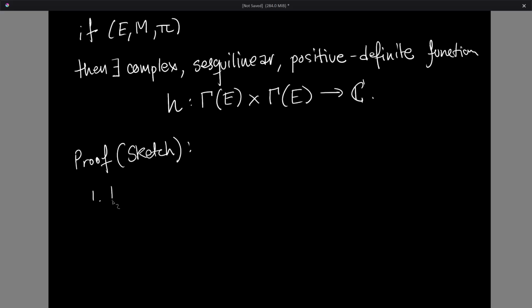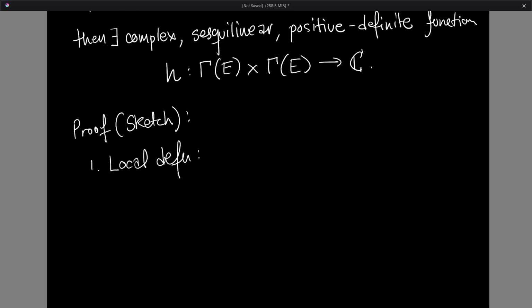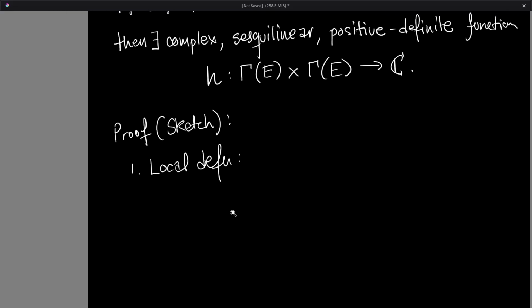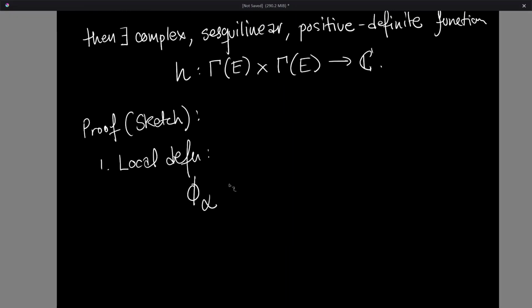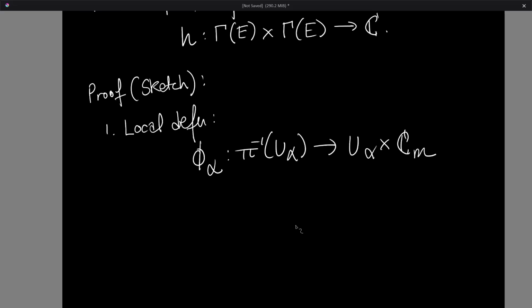So step one is to define it locally. Local definition. So the local definition hinges on the fact that we have phi alpha that goes from pi inverse U alpha to the local trivialization U alpha cross C^q. In fact, this should be C^q. Sorry, this is a typo.